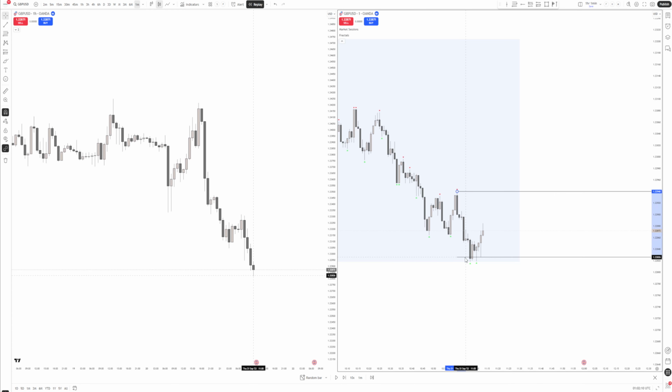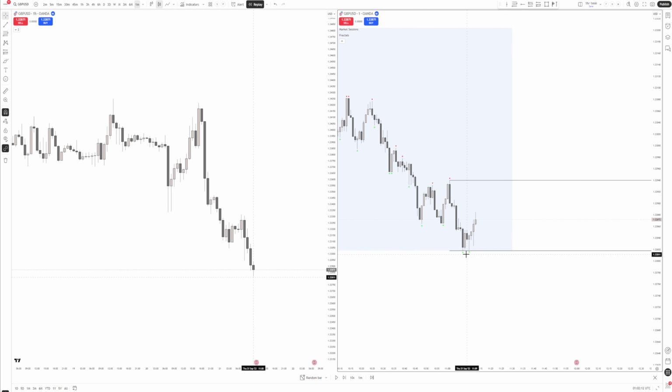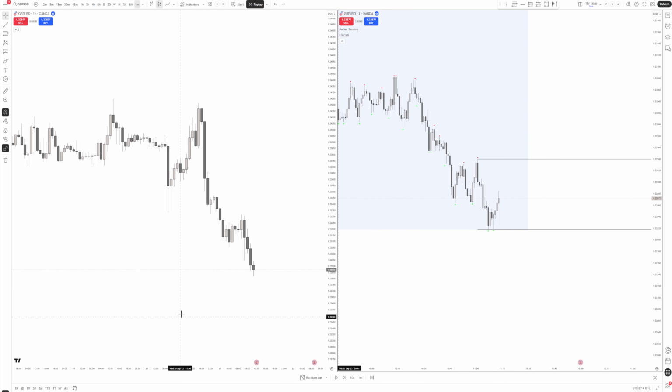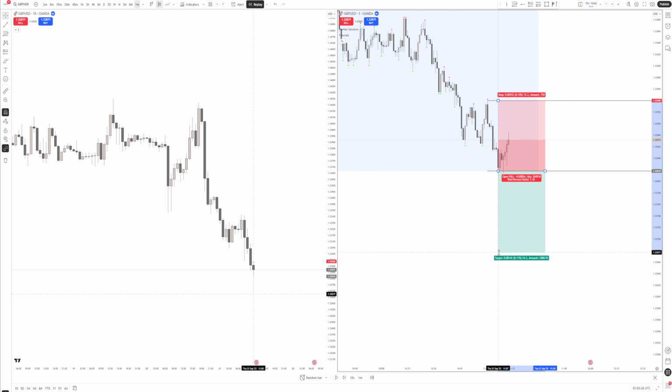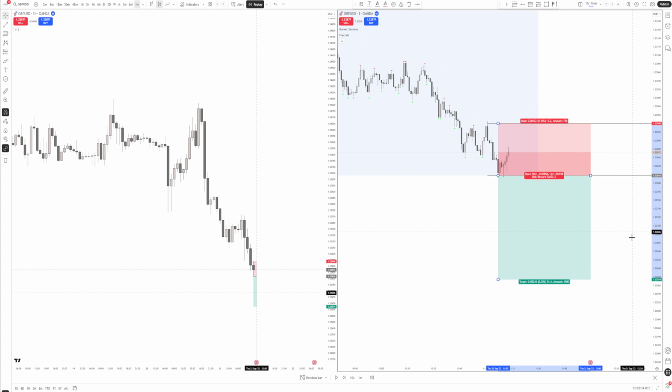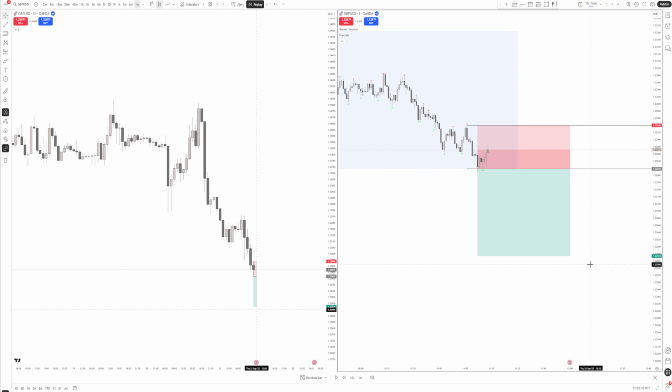And you can see that price has now created a new external low. And at this moment in time, if the price is going to continue to go lower, at this point is where I'll be looking to enter the trade like this. Stop loss above, target like this, and let's see what happens.